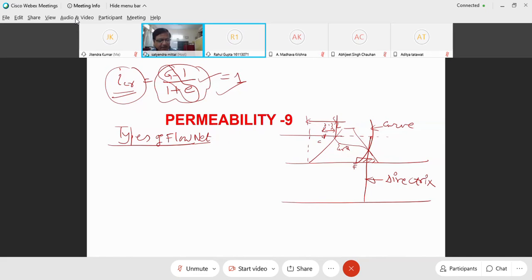Okay, so there can be four types of flow conditions. In one of the lectures, I had defined what is the confined flow and unconfined flow. So let us say this is an impermeable layer.